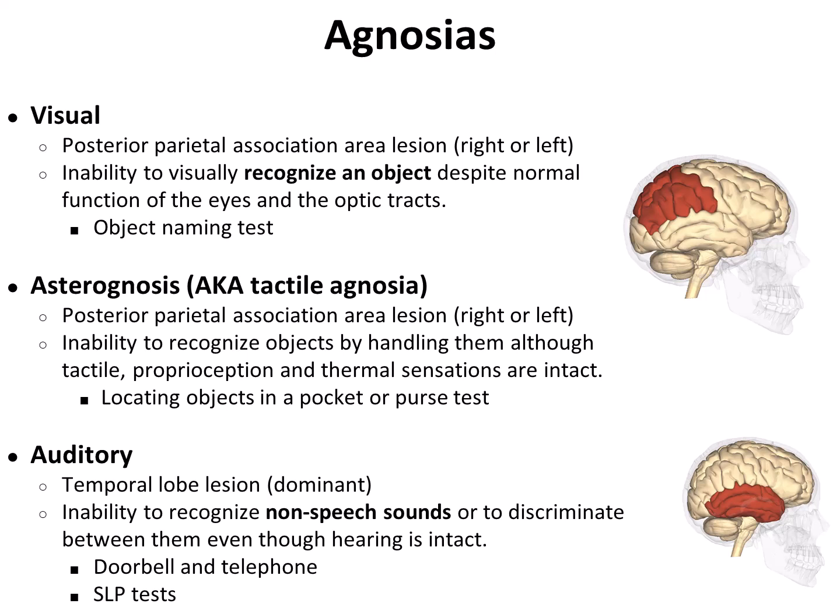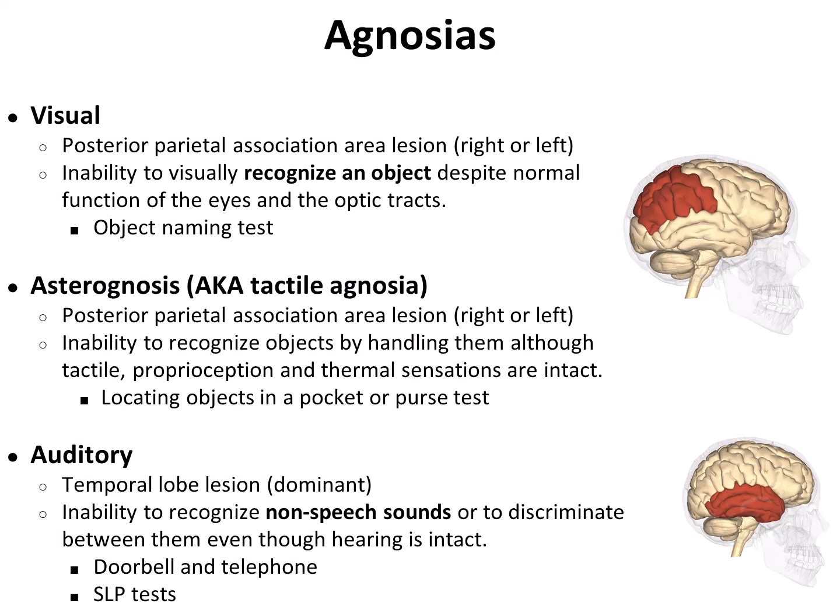The next kind of agnosia is known as astereognosis, also called tactile agnosia. Again, it's a lesion to the posterior parietal association area, and again, it's the right or left hemisphere that's been affected. This is an inability to recognize objects just by touching them. One way to detect the presence of this problem in a patient is to ask them to locate objects in a pocket or a purse.